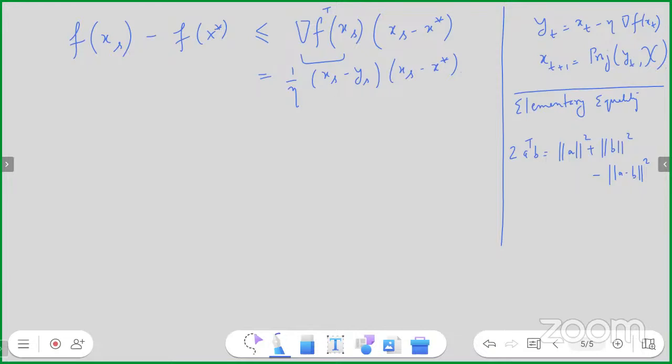And somewhere you have to also use the Lipschitz property so that you can bound the gradient. Okay, so this should be equal to 1 by 2 eta times xs minus x star whole square plus xs minus ys square minus ys minus x star square. Okay, that much is okay. Now, which terms should I keep and which terms should I try to get rid of?